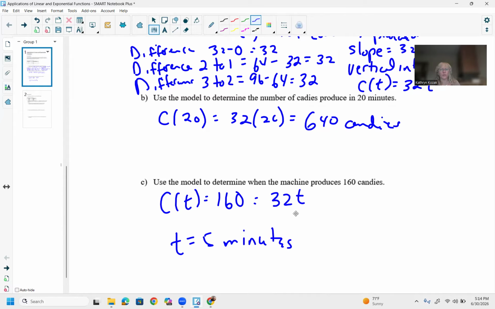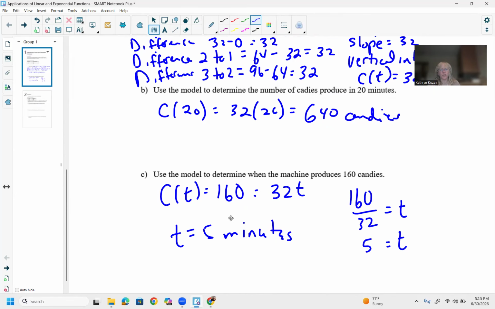You can also solve this algebraically if you want. And what that means is you just get t by itself by dividing both sides by 32. So if I want to do this algebraically, I have 160 divided by 32 is equal to t, and you also get t is equal to 5. But you can also see how to do these things graphically. Graphs are wonderful pieces to use. You just have to change your graph a little bit so you can see things.